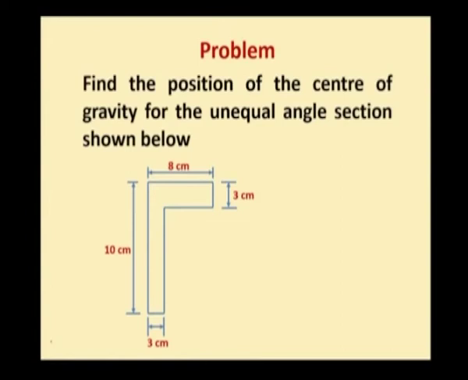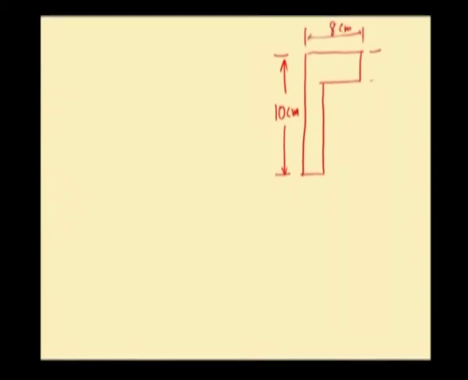We are asked to determine the position of center of gravity of this unequal angle section, for which we are going to adopt the method of moments. Let me draw the same angle section here. If you see this unequal angle section, it is a combination of two rectangles. So, we shall split this angle section into two rectangles by drawing a line like this. Now, we have got two rectangular sections. Let us number them. This will be rectangle number 1 and this will be rectangle number 2.